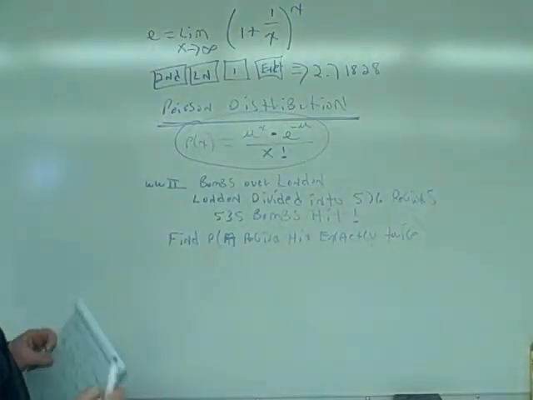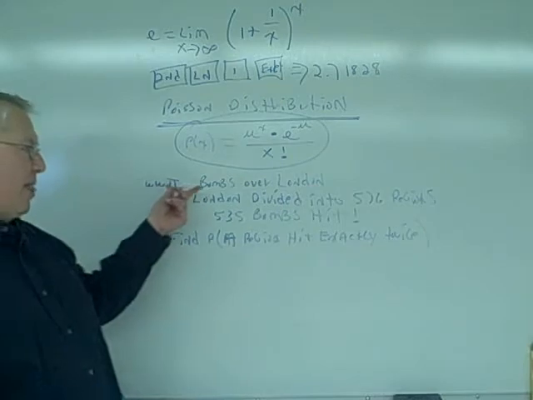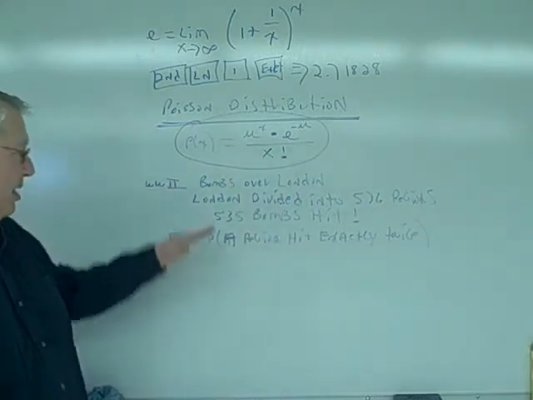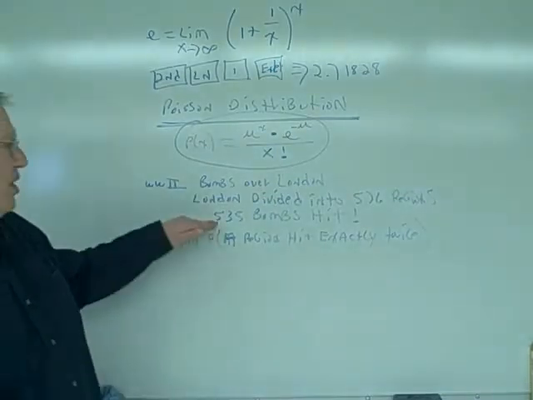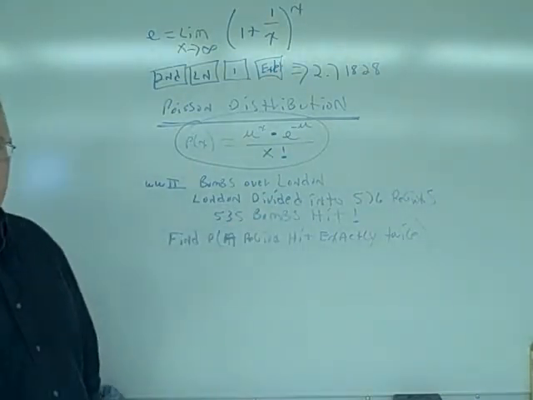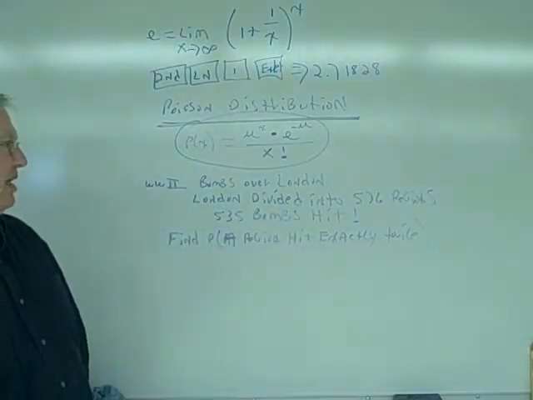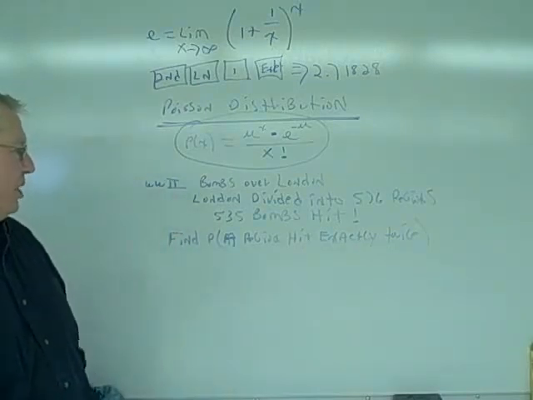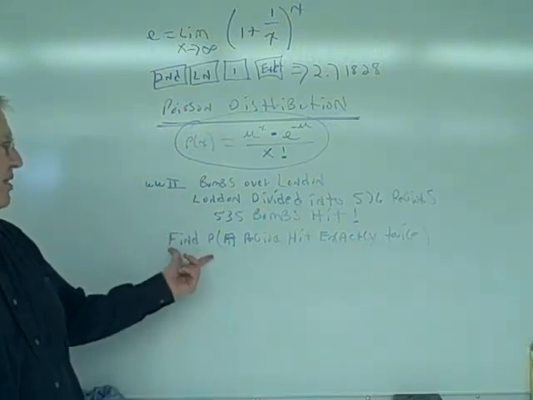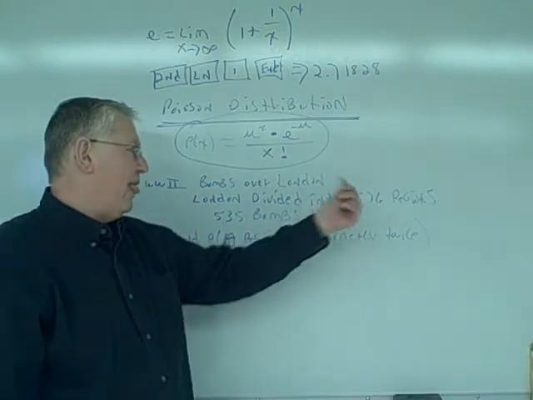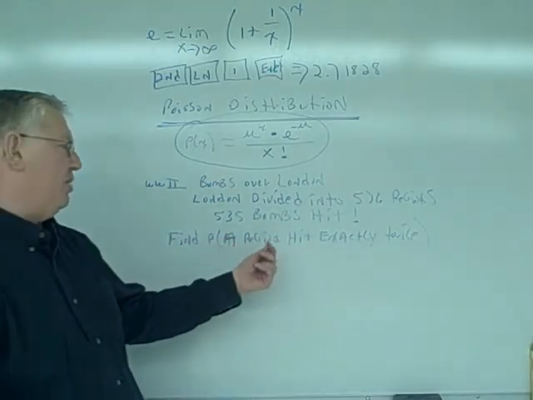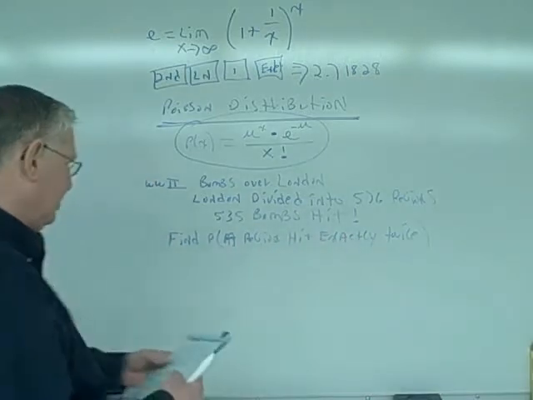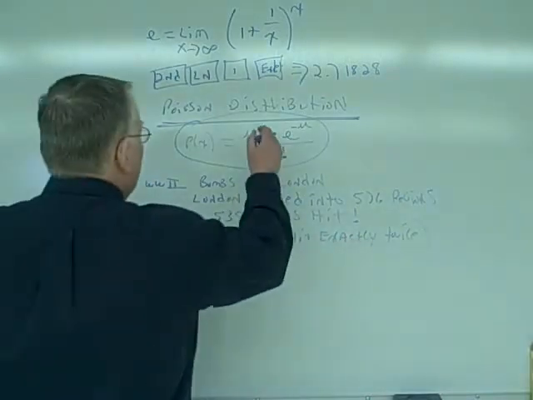The example we're going to use is in World War II, bombs over London. London was divided into 576 regions. There were 535 bombs that hit London in World War II. Of those 576 regions, we want to find the probability that one was hit exactly twice. So we have to use this formula.